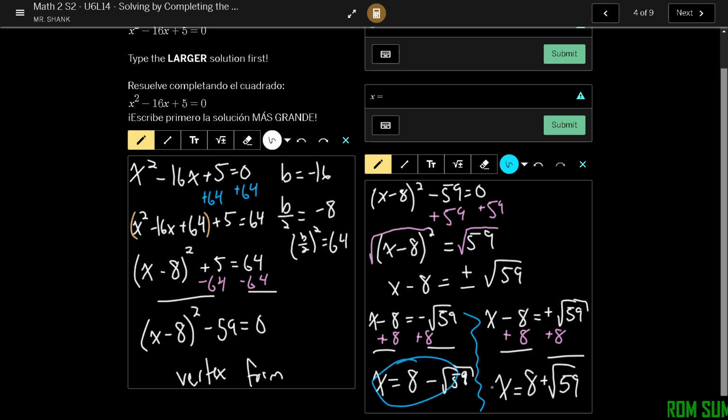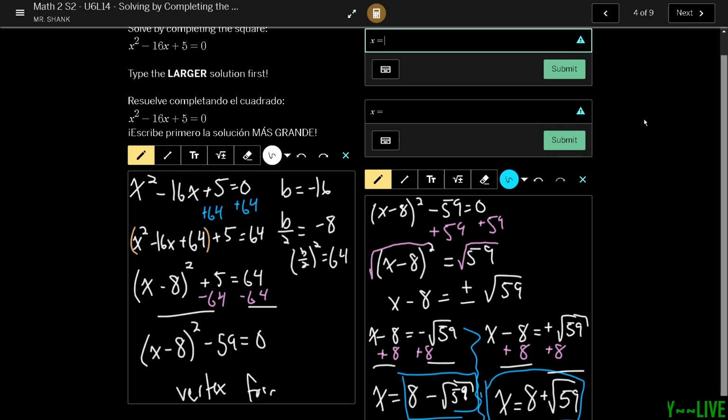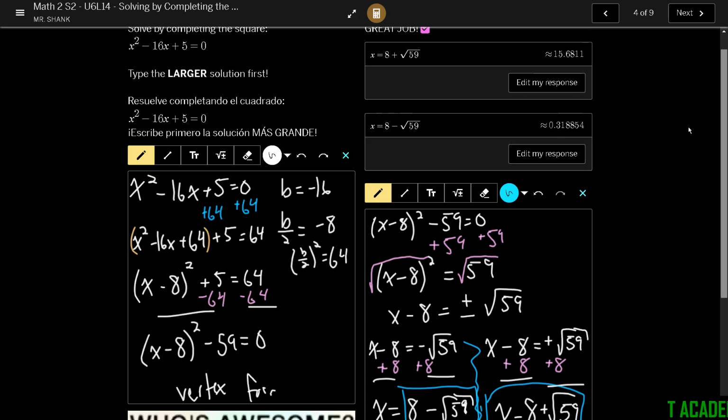Make sure you can type them in for yourself. Close enough. But let's type them in up here. Again, the plus sign is the larger one. Scroll down just a little bit. So I'm going to say 8 plus SQRT 59 and 8 minus SQRT 59. So let's try it out, make sure. And yeah, looks good.